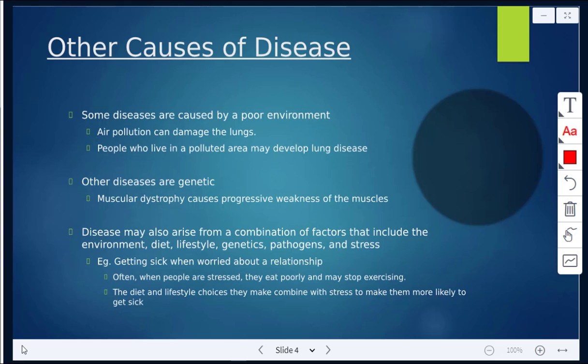And then other diseases may come from a combination of factors that can include the environment, your diet, your lifestyle, your genetics, pathogens, and stress. So for example, you may get sick if you're worried about something, like a relationship. Often when people are stressed, they eat poorly, they may stop exercising. So that diet and lifestyle choice that they make combined with the stress in their life can make them more likely to get sick.